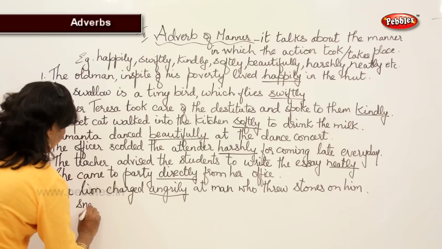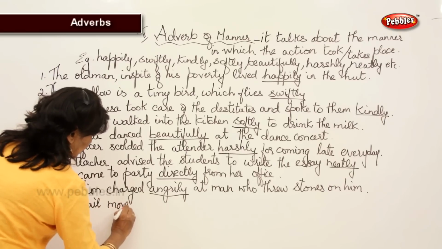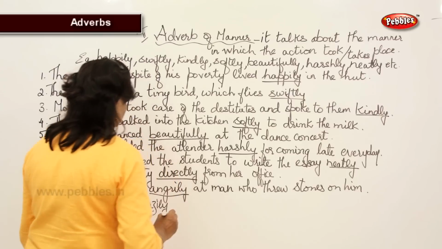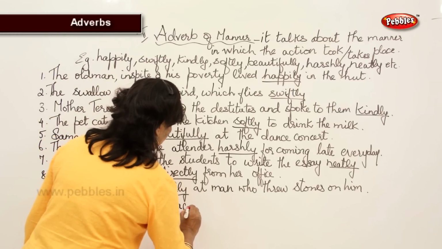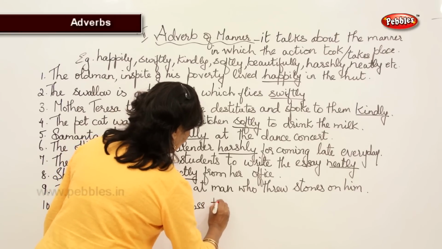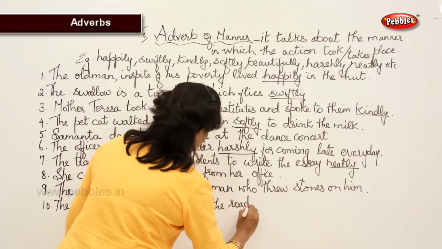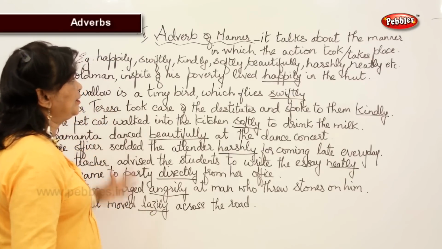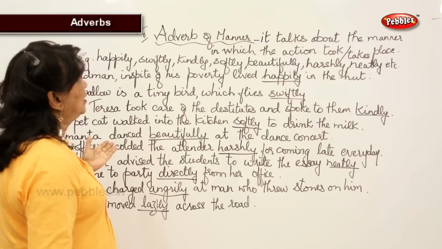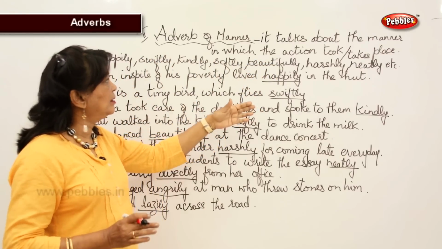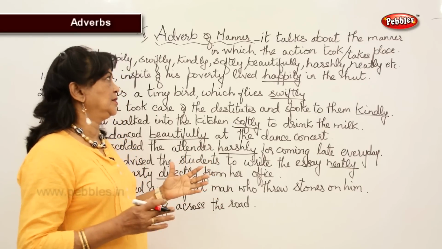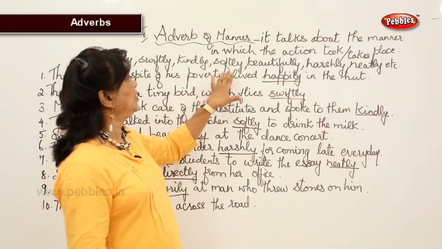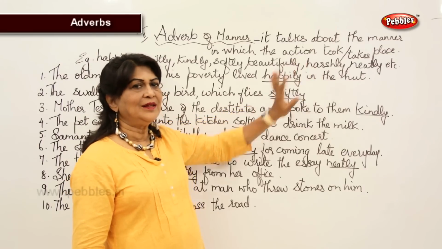The snail moved lazily across the road. Okay, now we have got 10 different adverbs here. Adverb of manner. And what is adverb of manner? It talks about the manner in which the action took place or takes place, or how the action took place. Example I have given: happily, swiftly, kindly, softly, beautifully, harshly, neatly, etc.